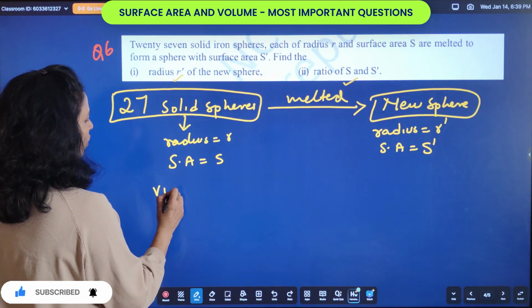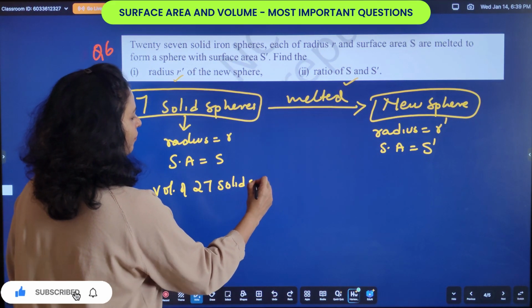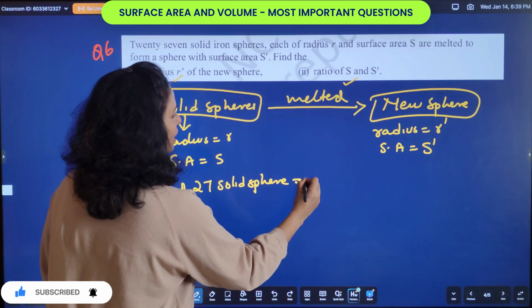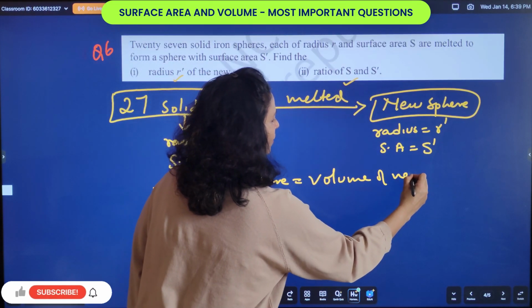So volume of 27 solid spheres will be equal to volume of the new sphere.